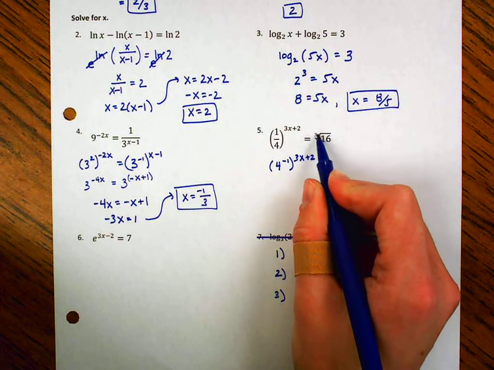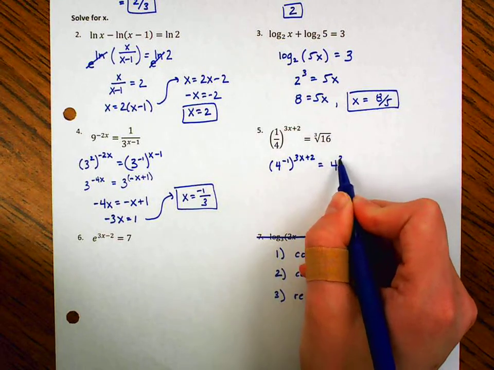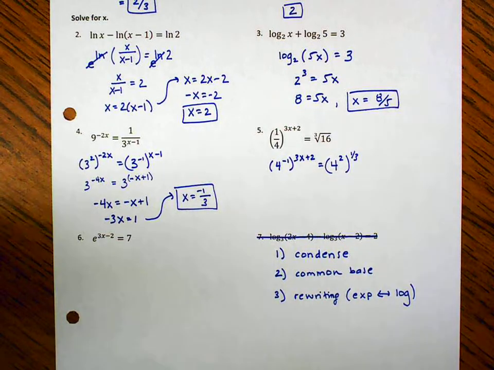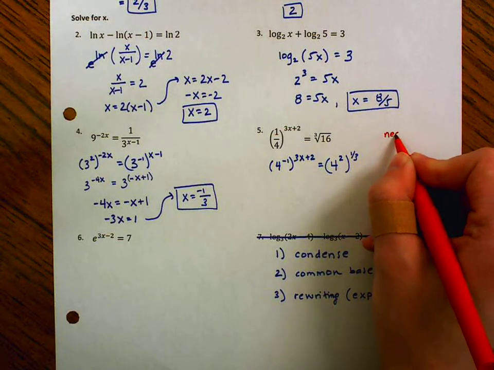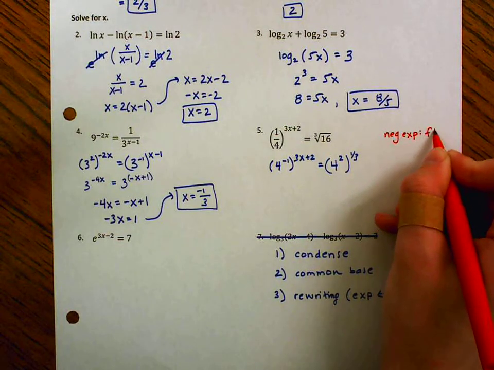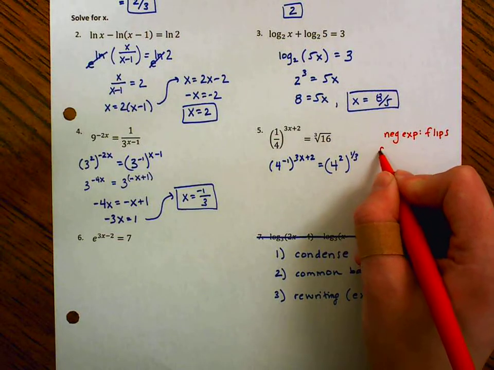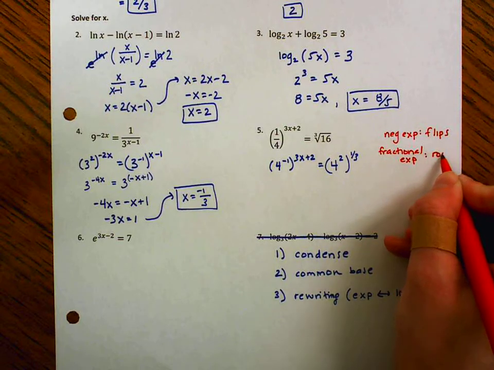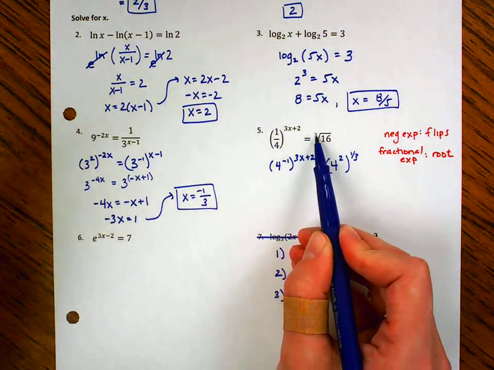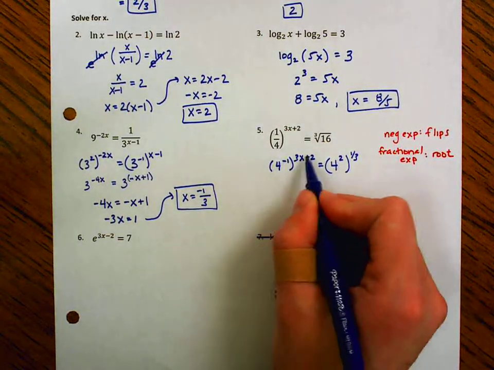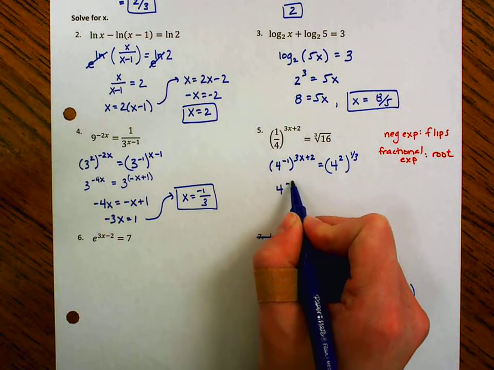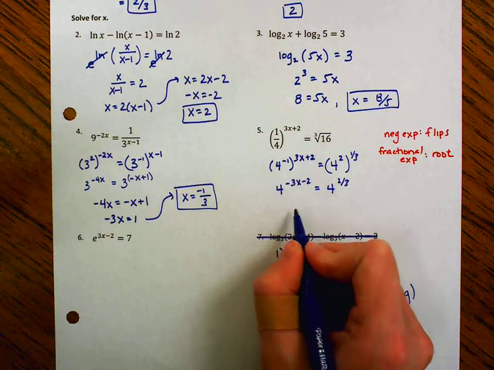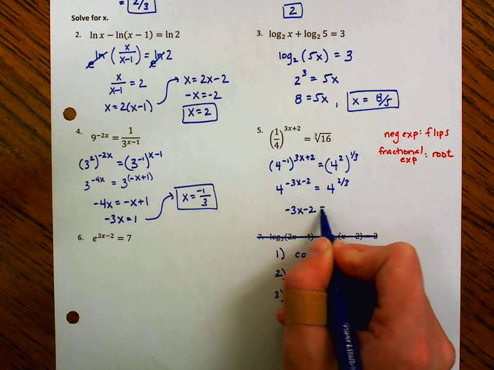And then this is the same thing, so ignore this cube root right now. 16 is 4 squared. And then cube rooting is the same as raising to a 1/3. So as a reminder, a negative exponent flips, and then a fractional exponent is a root. So since I want the cube root, there's a 3, it's going to be 1/3. So I'm going to distribute, and I'll get a -3x minus 2 and a 4 to the 2/3. So I'm going to have -3x minus 2 equals 2/3.